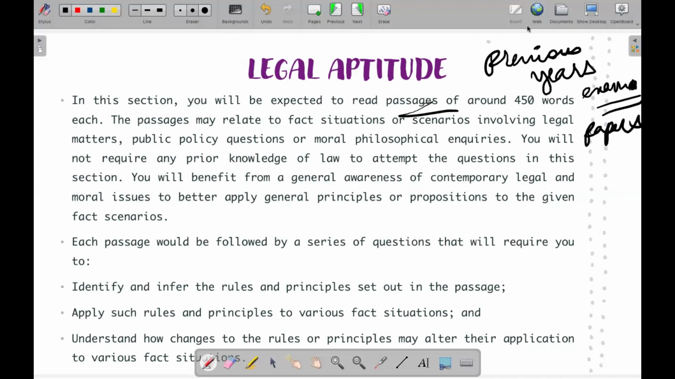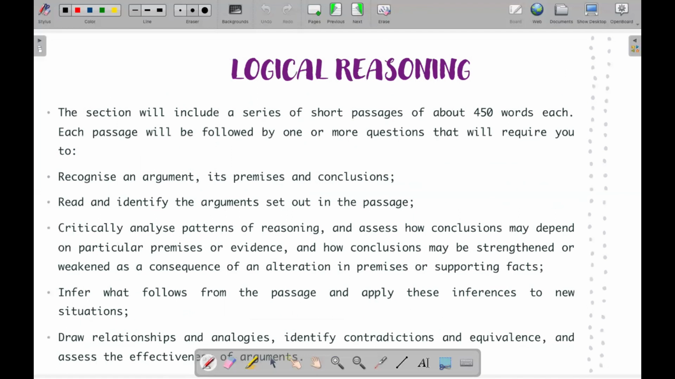Now, the next section is logical reasoning. Earlier, it used to be a mix of analytical reasoning and verbal logic, but these days, CLAT is solely focused on the critical thinking part. Once again, the pattern goes the same. There's a passage of about 450 words, and then you will have to basically solve questions like you have to recognize an argument. You again have to find conclusion. You have to read and identify the argument set out in the passage. You have to basically think of the rationale behind a particular sentence or the paragraph.